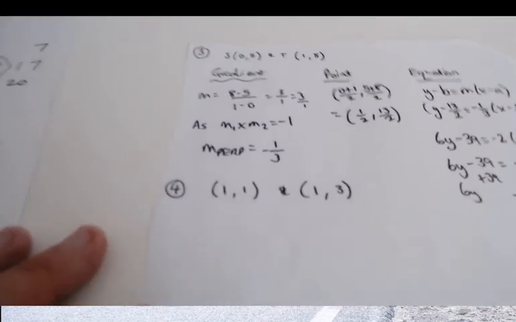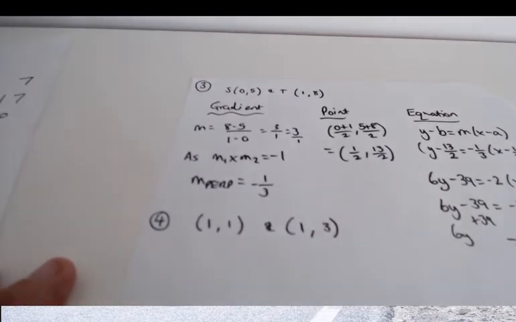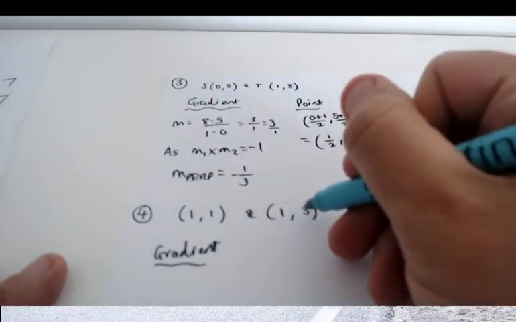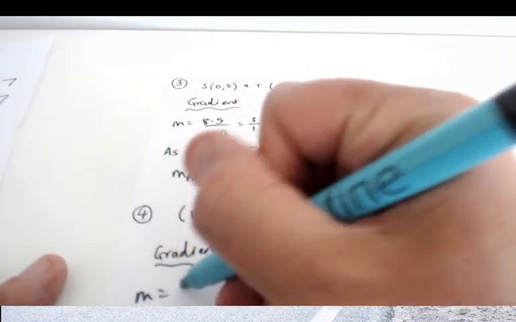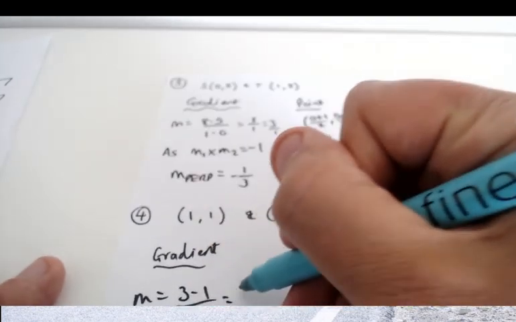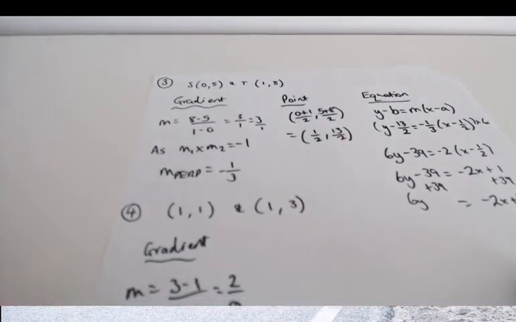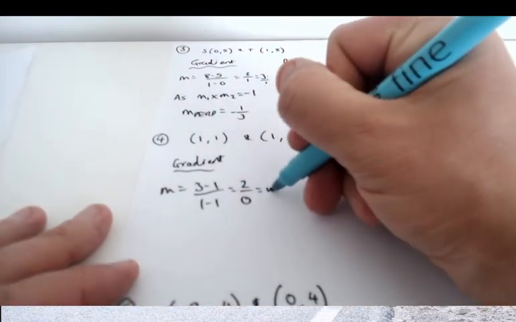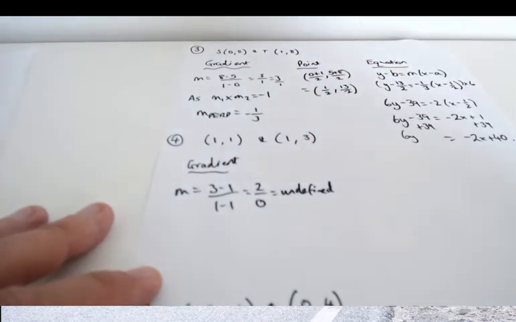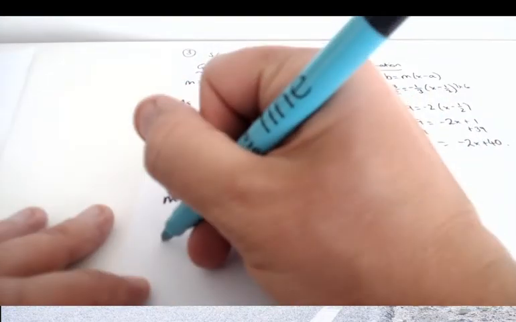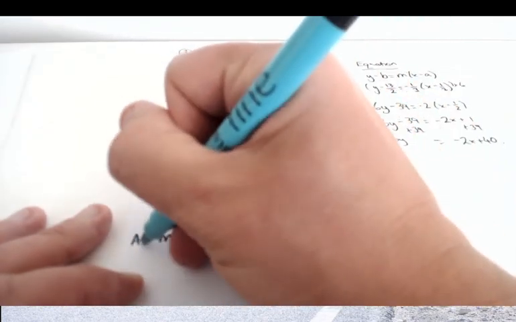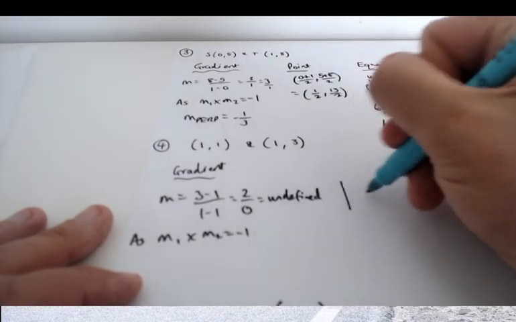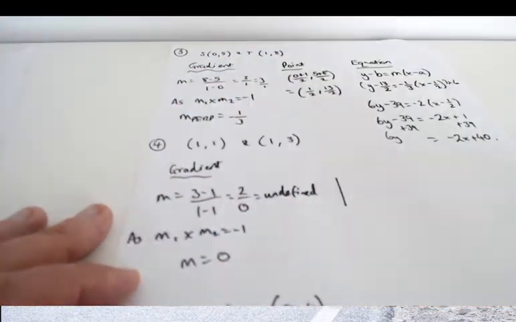Question 4. You want to get the gradient. So 3 take away 1, 1 take away 1, which will give me 2 over 0. Yep, I included a deliberate horizontal, vertical one. So 2 over 0 would give me an undefined gradient. The perpendicular one to that: undefined is vertical, perpendicular is horizontal, which has a gradient of 0.